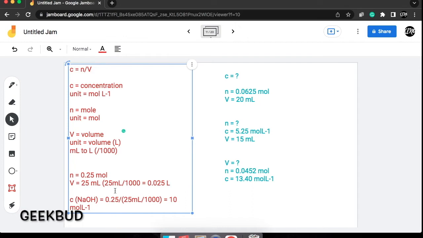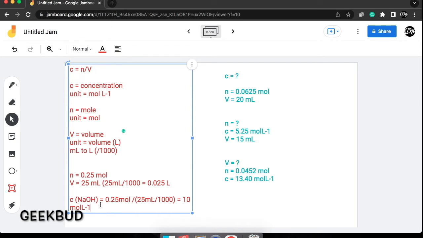Okay. So now that we've converted milliliters to liters, we can plug the values that we have into this equation. So C of sodium hydroxide, which is what this was for, is N divided by volume. N is 0.25 mole, and then volume is 25 mL. If it's easier for you, you can plug this all in the calculator, and you should get an answer of 10 moles per liter, which is your concentration.